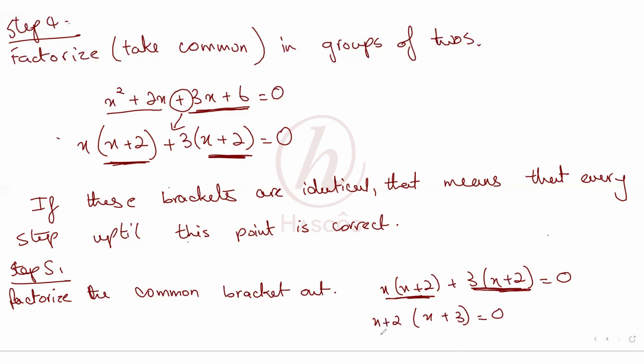Now, in order to make our equation less prone to silly mistakes, we're going to put a bracket around x plus 2, and we already have a bracket around x plus 3 equals 0.